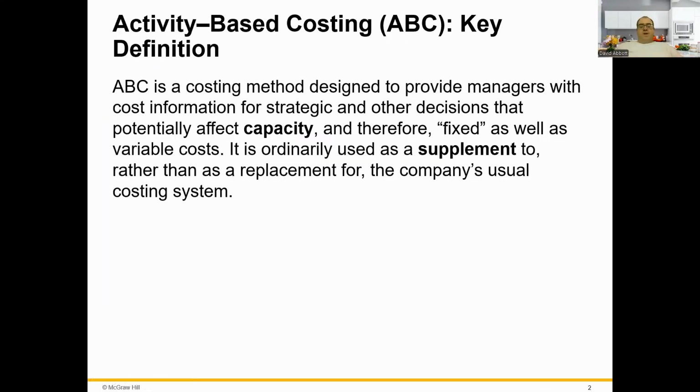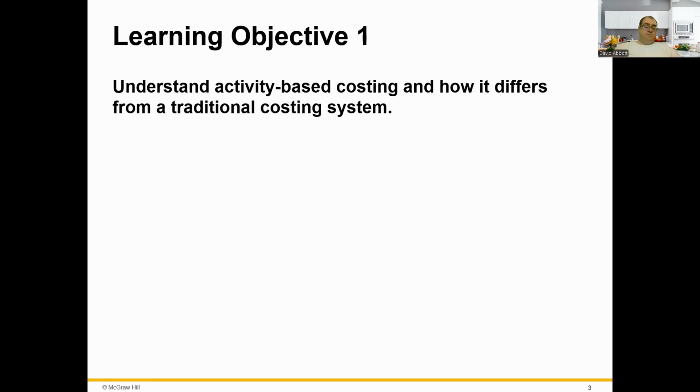Okay, so first, a definition. ABC is a costing method that is designed to provide managers with cost information for strategic and other decisions that potentially affect capacity and therefore fixed as well as variable costs. It is ordinarily used as a supplement to, rather than a replacement for, the company's usual costing system.